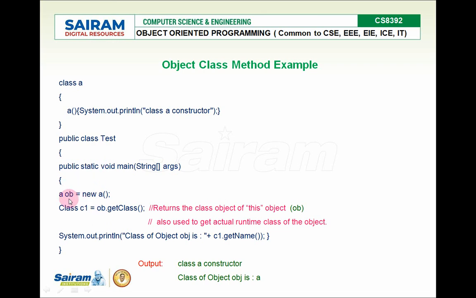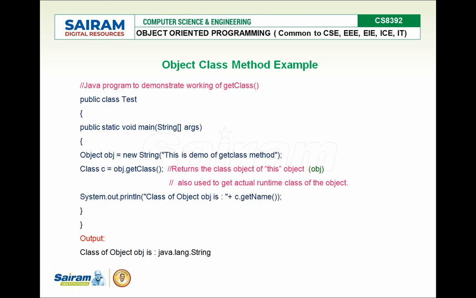So with the object of class A, I am calling getClass. That getClass result is referred to by the class object C1, and thereafter I'm calling C1.getName. With this, C1 has the name of the OB class. OB's class is class A. That is the output I'm getting. I think you got an idea about the object class.